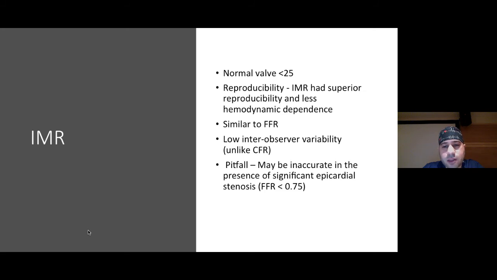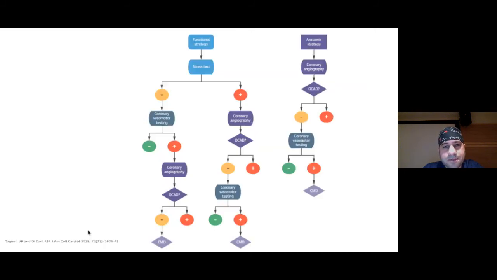There are pitfalls to measuring IMR though, so it might be inaccurate in the presence of significant epicardial stenosis. So if your FFR is less than 0.75, the patient should be treated with PCI first.